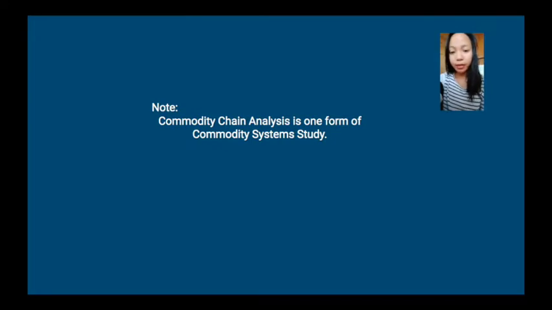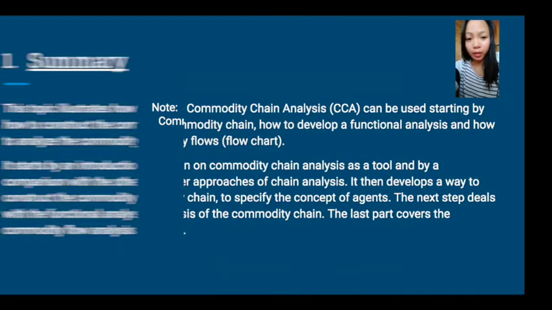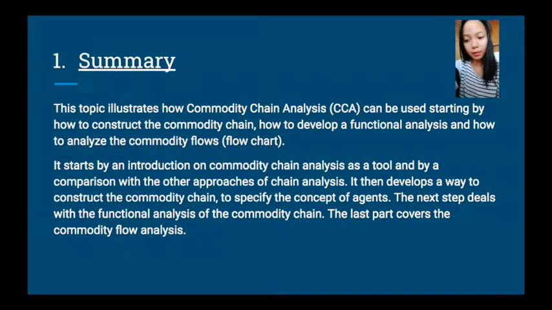And for the summary, this topic illustrates how commodity chain analysis can be used, starting by how to construct the commodity chain, how to develop a functional analysis, and how to analyze the commodity flows or flowchart. It starts with an introduction on commodity chain analysis as a tool and a comparison with the other approaches of chain analysis. It then develops a way to construct a commodity chain to specify the concept of agents.